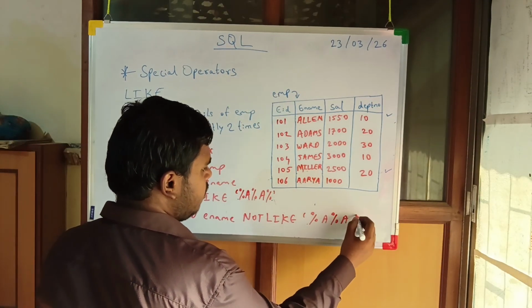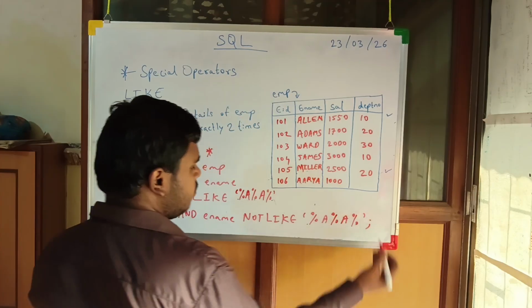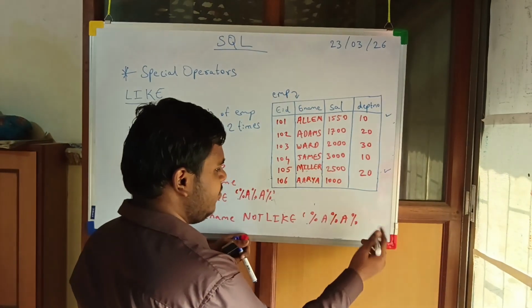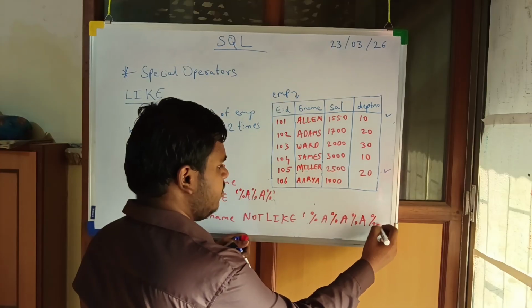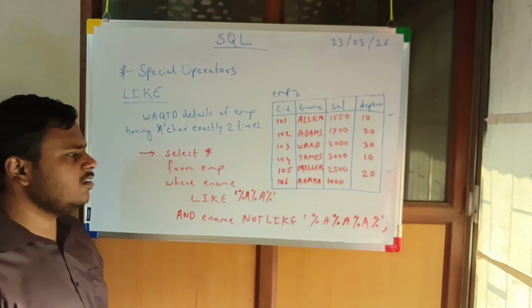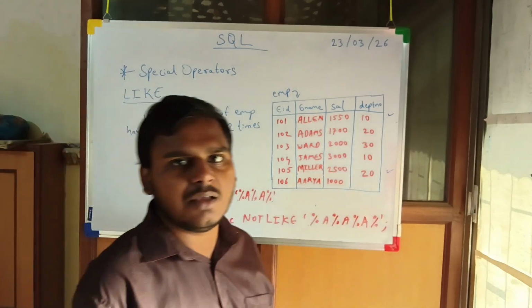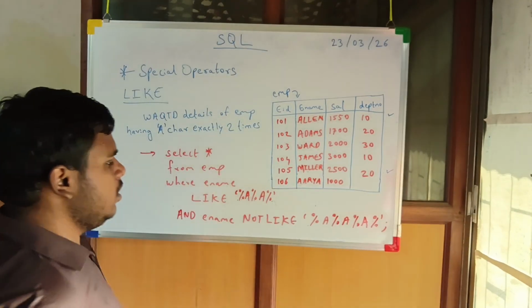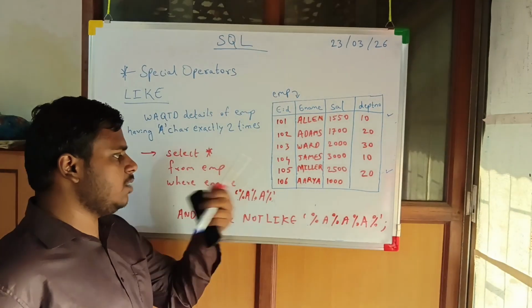Percentage A percentage. This is the answer. No, this is not the answer. One more percentage. This is the answer. Sir, what are you saying, you are increasing the A, I'm not getting it. See what the first condition will do. E name like percentage A, percentage A, percentage.